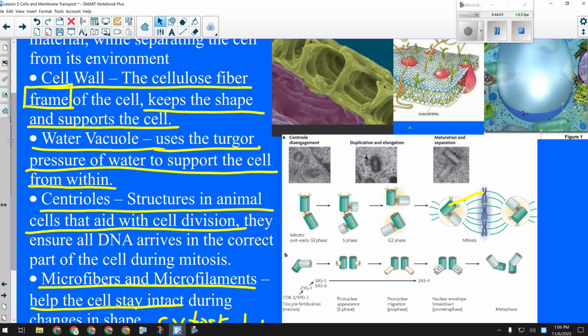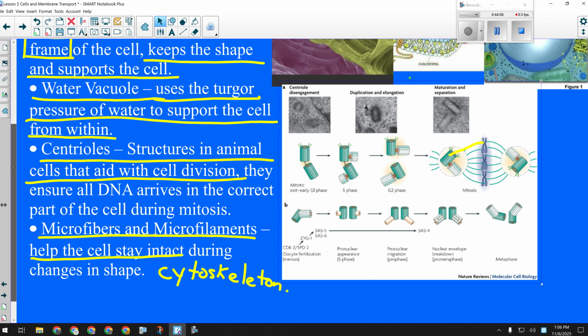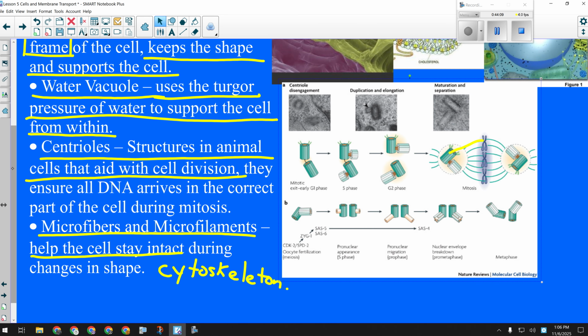Okay, and last things on here. Microfibers and microfilaments. Sorry, you couldn't see that before. I had to scroll down for you to see it. Microfibers and microfilaments are mostly an animal cell thing, and they help maintain the structure of the cell so that it doesn't tear when it's changing shape. We sometimes call it a cytoskeleton, which is kind of a bad name because it implies bones, and they're not bones. They're flexible. They're like bungee cords.